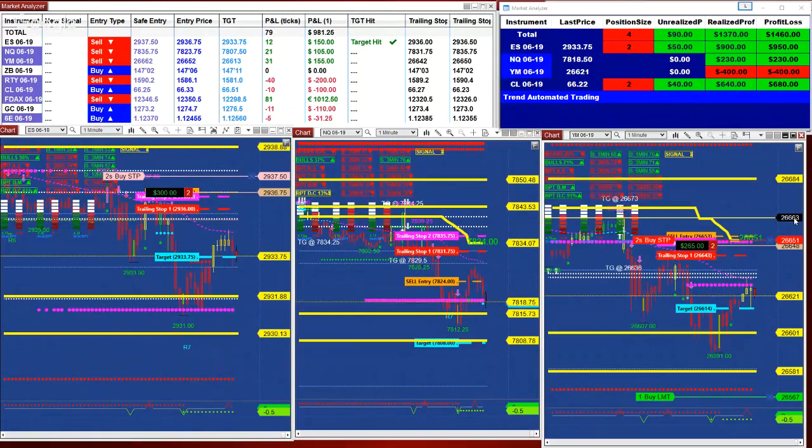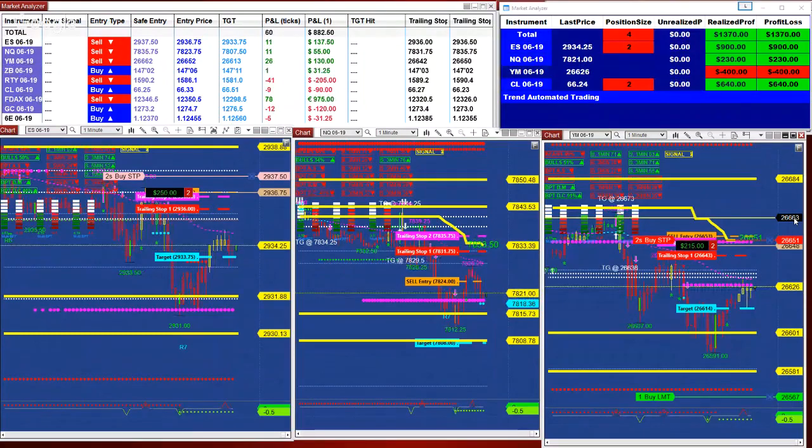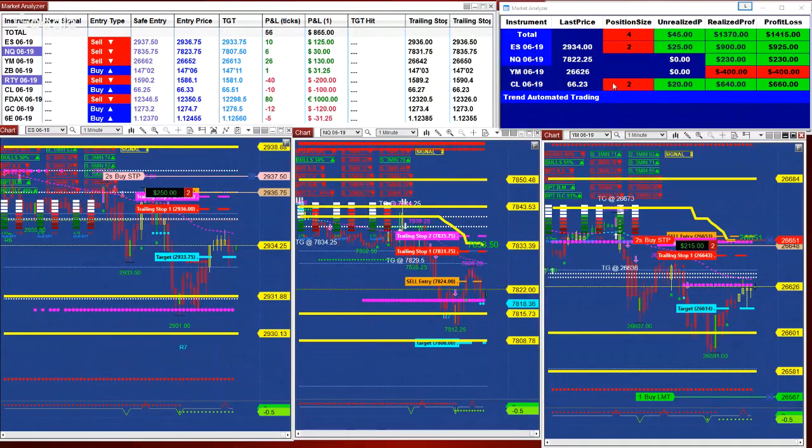We are about to have, it looks like, a new signal on the CL. I'll keep my eye on it. If the 66.25 will not hold, we will have a new signal. As you see, the scalper already took a short trade right there on the scalping.